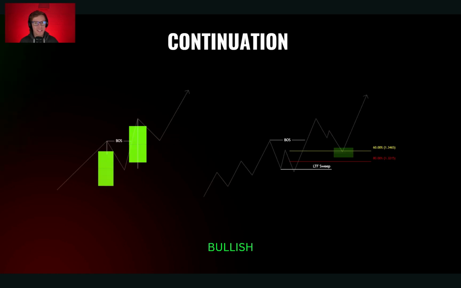Let us dive deeper into these concepts. With continuation, you can see over here, we get a break in structure to the upside. This current candle has broken and closed above the previous candle. This is a clear sign that continuation is happening to the upside. Usually when we get a break of structure to the upside, price will retrace into either a fair value gap or into a golden pocket fib ratio. And this is where we can take potential long entries into this continuation to the upside.